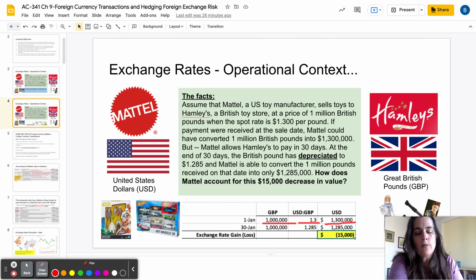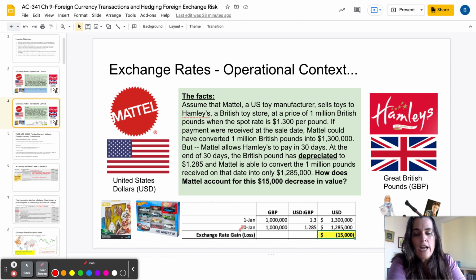The key here is that we have a transaction that is valued in pounds from Hamleys' perspective and is being converted into US dollars from Mattel's perspective. The sale itself is valued in terms of the pounds, so it's 1 million pounds. On the date of the transaction, Mattel is going to set up a sale for $1,300,000 and an account receivable also for $1,300,000.